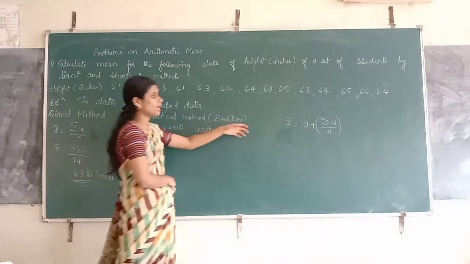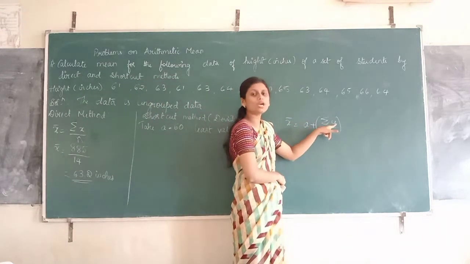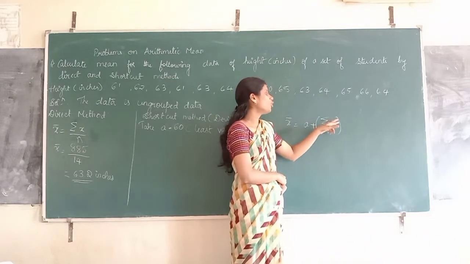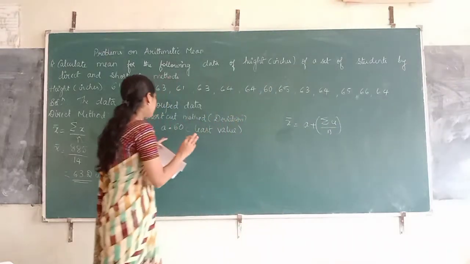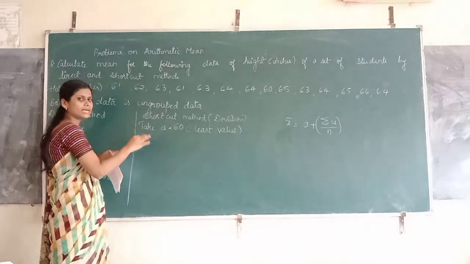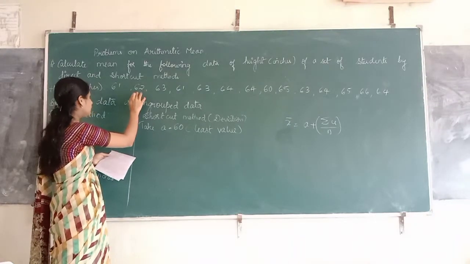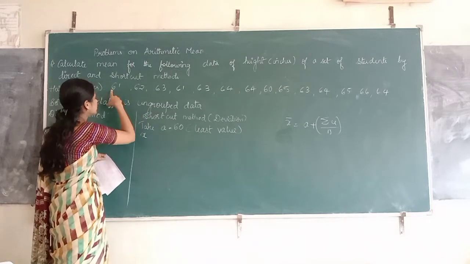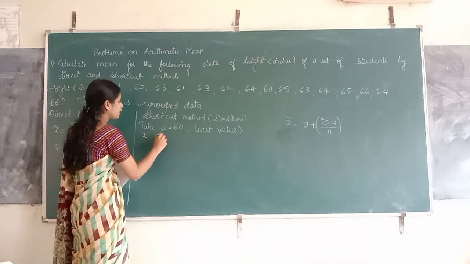Next we are going to calculate u because we need summation of u. So what is the formula of u? In the previous class itself I have told you u is equal to x minus a. So for calculation of u, to show that calculation we are going to draw the table. So first we are going to write this value x values are 61, or I'll write like this 61.